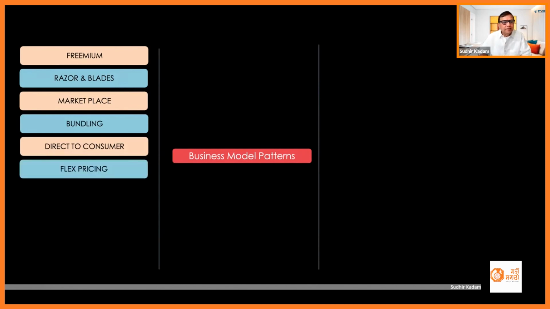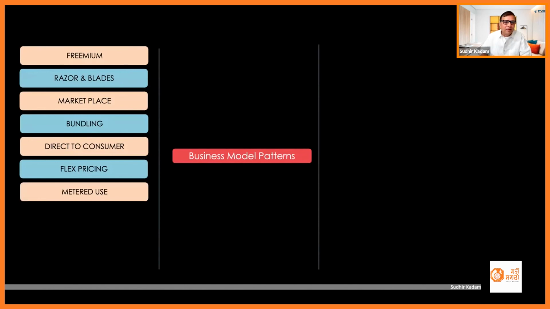Then there is flex pricing. Flex pricing is trying to maximize your revenue by utilizing your idle capacity. This is typically done by airlines. If the airline is not running at full capacity, closer to the date of the flight, they will drop their prices and sell those tickets very cheap.